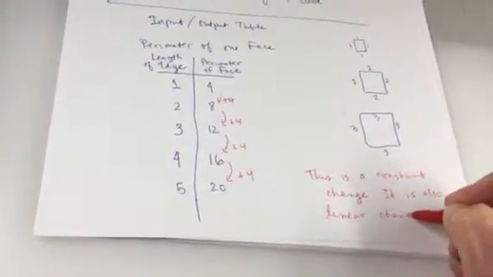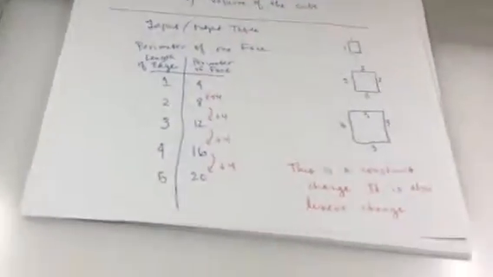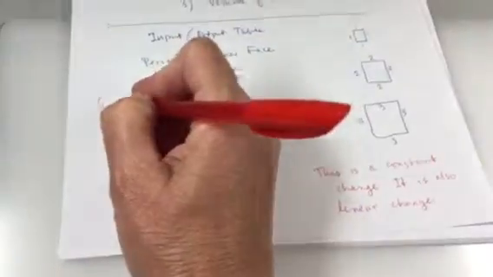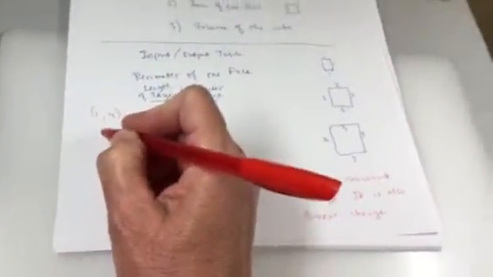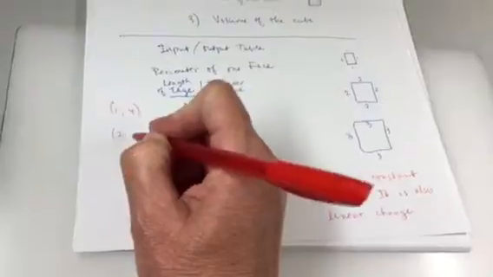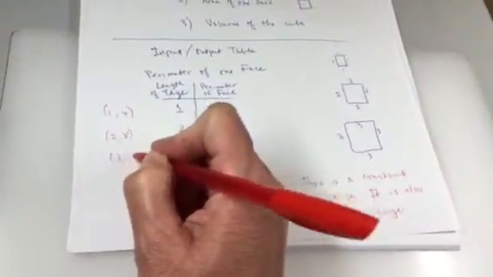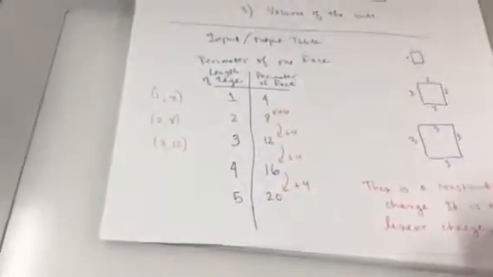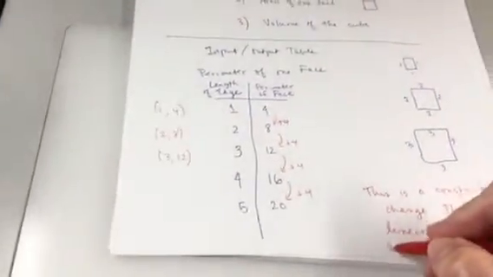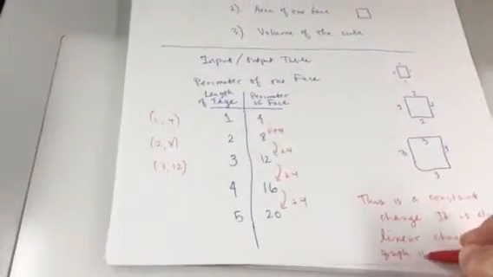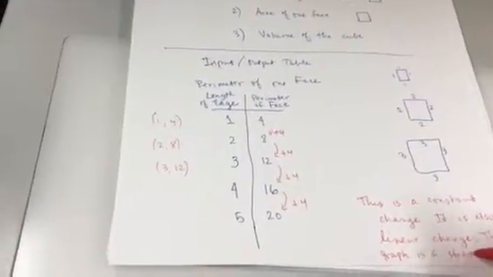If I were to graph this, it would be what kind of a graph? If I graph these on an XY grid, inputs 1, output 4, 2, 8, 3, 12, what would the graph look like? Straight line. Yes, straight line. So it's a linear change, and the graph is a straight line.